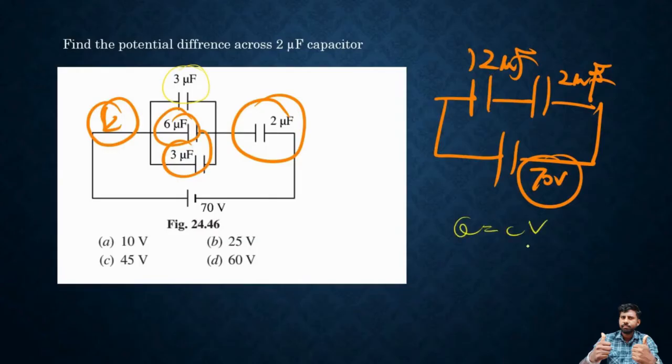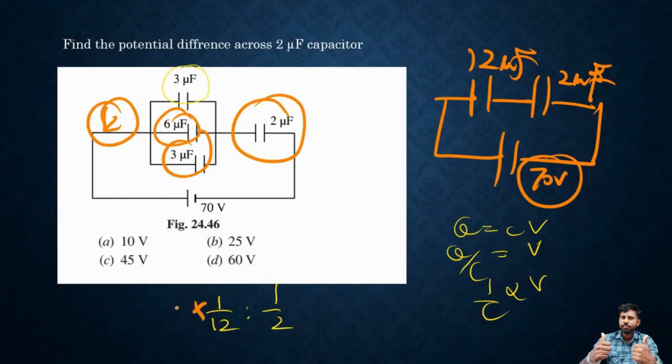Q equals CV, of course you know that V is proportional to Q over C, so V is proportional to 1 over C. So what we have to do is take the reciprocal value of the capacitor. So 1 over 12 is to 1 over 2. Just like the method we discussed earlier, we multiply by the LCM value, which will be 12. So multiplied by 12 we get 1 is to 6. That's the ratio actually.